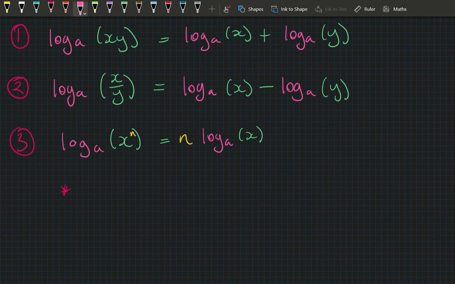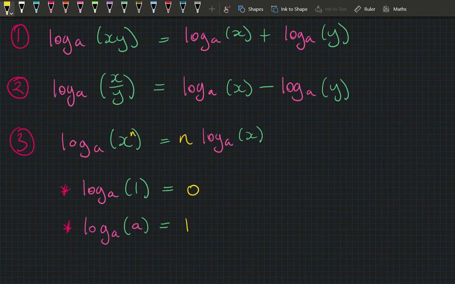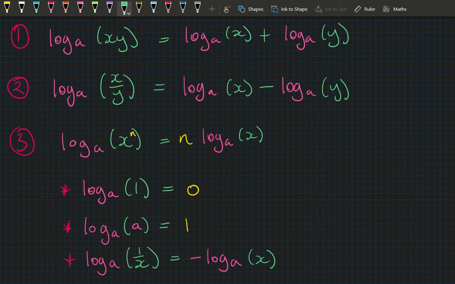So log base a of 1 is equal to 0, log base a of a is equal to 1, and log base a of 1 on x is equal to minus log base a of x. I do think that these will eventually become easy for you, but I do imagine now the first time you see them, it is a bit to get your head around.